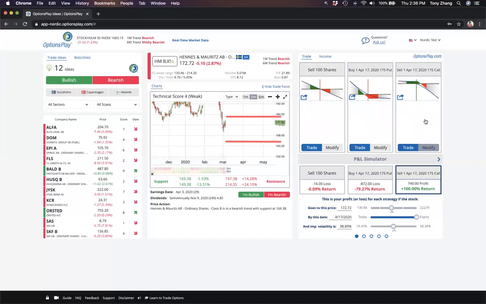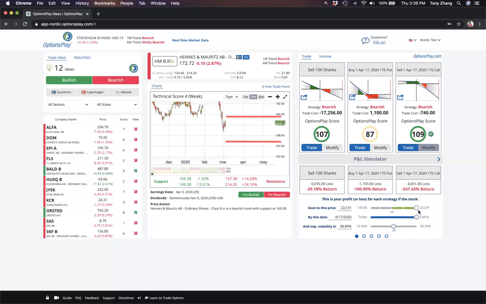And you can utilize Options Play at any time to set up any three strategies side by side and use the P&L simulator and see how these strategies perform. And as you can see, if the stock moves significantly higher, selling this call, you're at a huge loss versus buying the put. You have limited loss. On the opposite end of the spectrum, if the stock really goes in the other direction, here you have limited profit, and here you have unlimited profit.